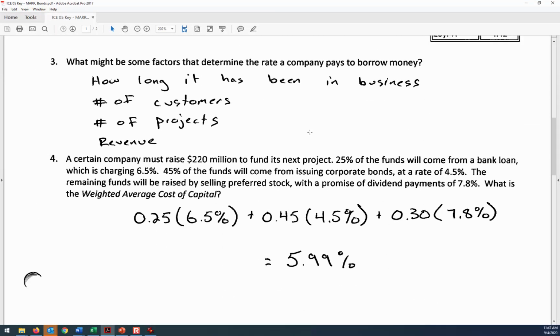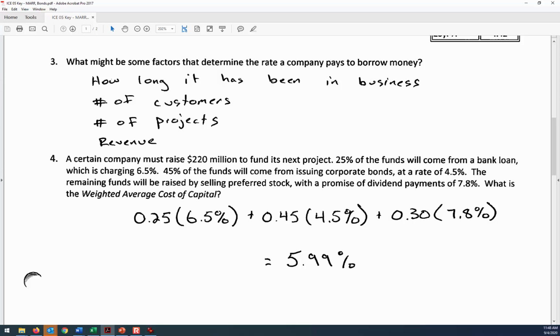Okay, so question 3, some of the factors that a bank is going to look at when it decides how much to charge a company for a loan. How long has it been in business? Number of customers it has, the number of projects it has outstanding, how much revenue. These are all going to be indicators of the default risk. And remember, the main risk that the bank is worried about is that the person may not pay them back. So default risk is the chief concern. Think about the underlying factors that could contribute to default risk. Other factors: have they defaulted before? That's a huge red flag.